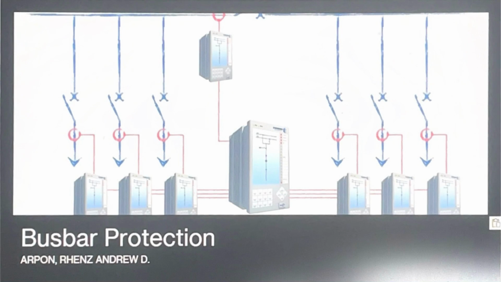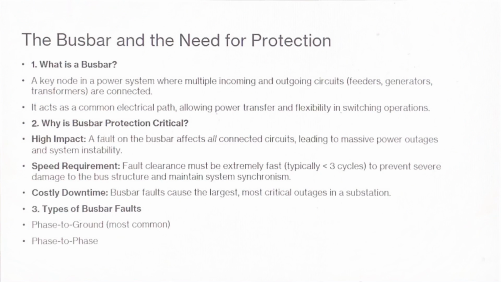Our electrical infrastructure relies on high voltage substations, and at the heart of every substation lies the bus bar. If you think of a power system as a circulatory network, the bus bar is the hub, the critical connection point. Today we're diving into the essential topic, bus bar protection. For the first slide, the bus bar and the need for protection.